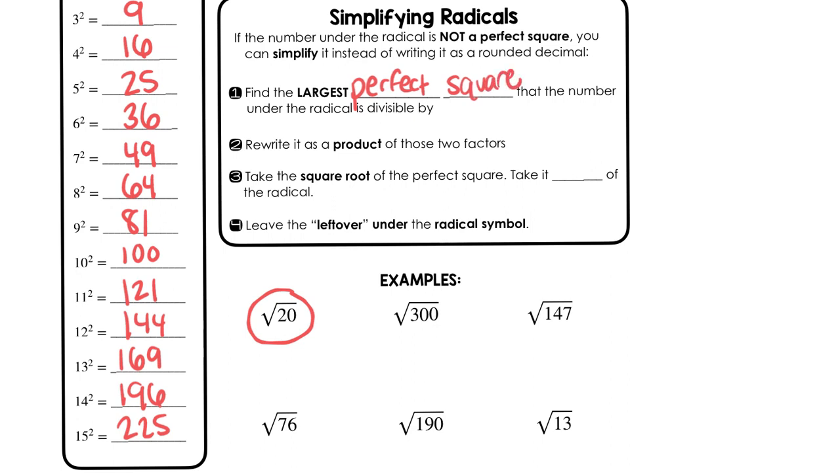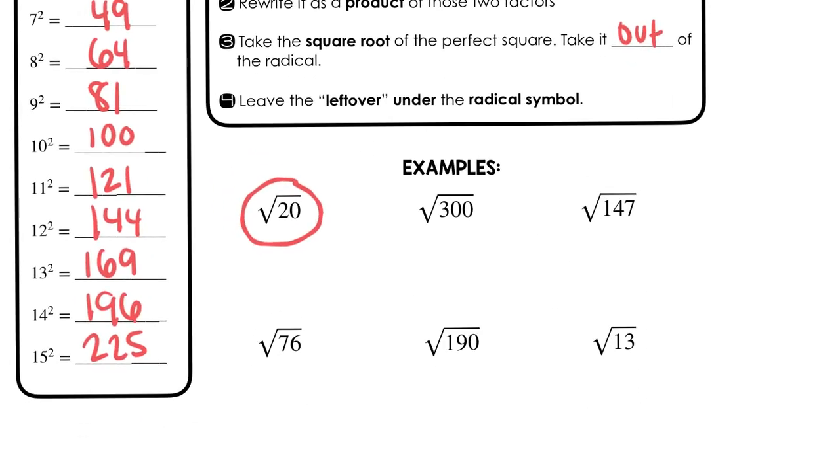Then we rewrite it as a product of those two factors. I'll show you what I mean by that in a minute. Take the square root of the perfect square and then take it out of the radical. And then just leave the leftover under the radical symbol.